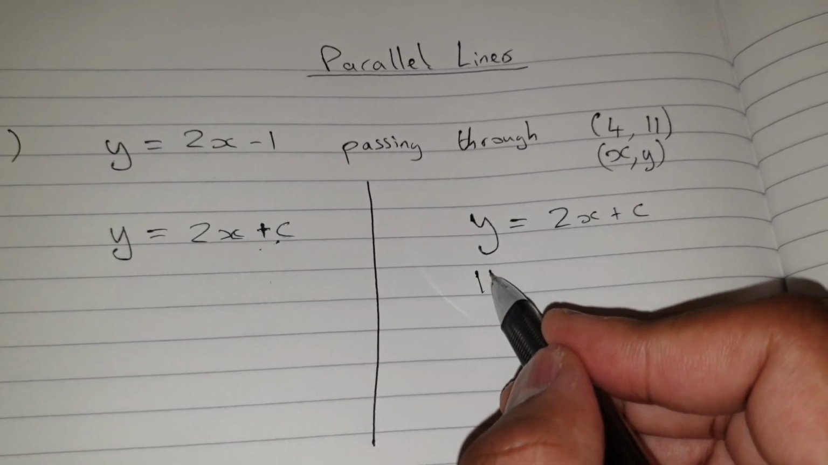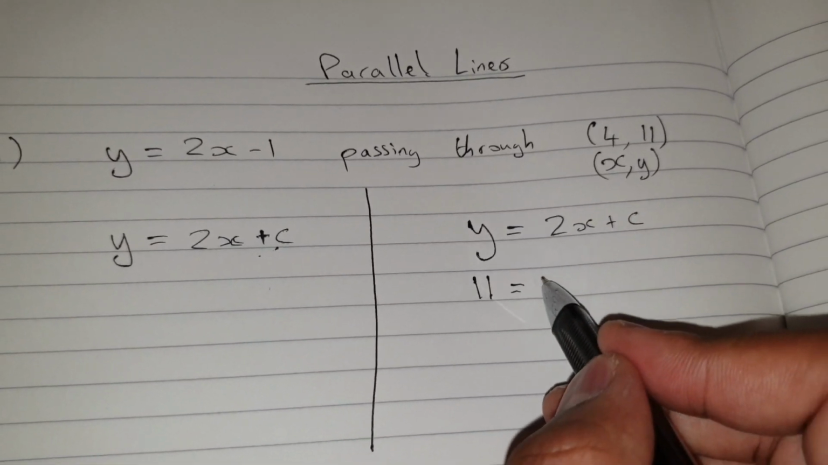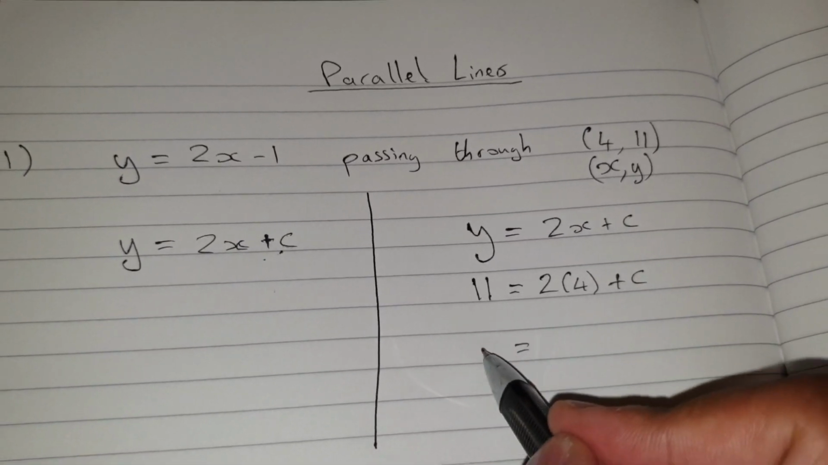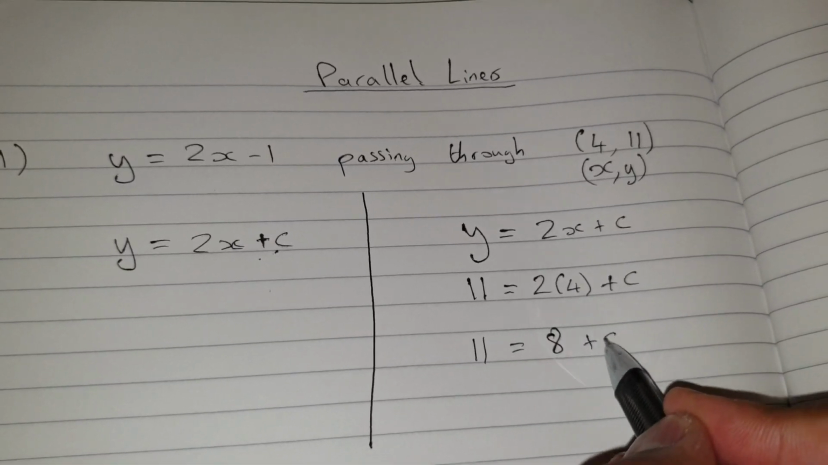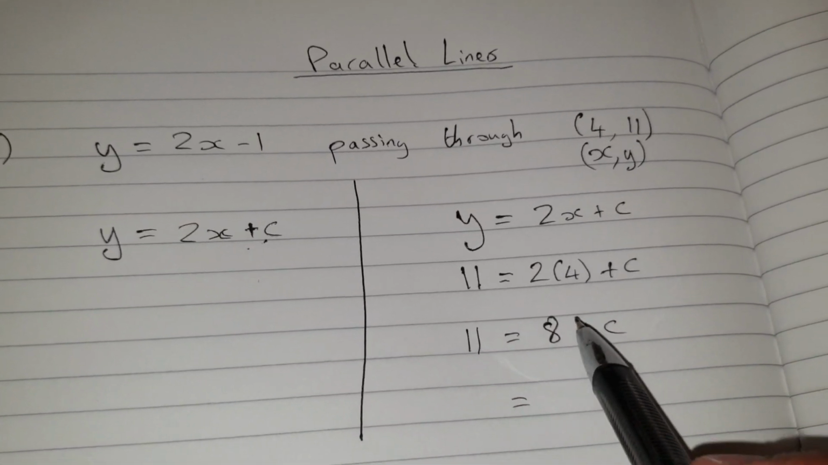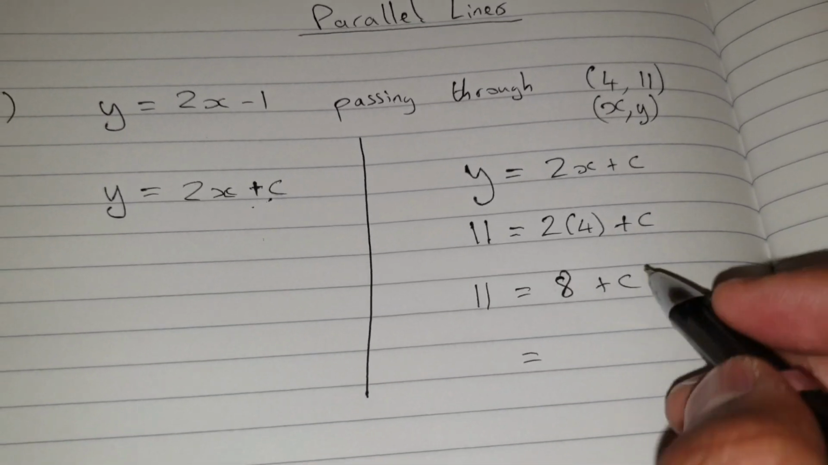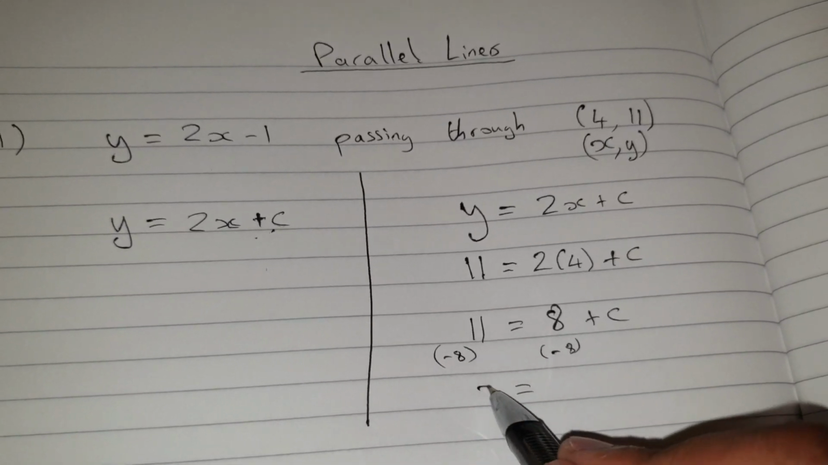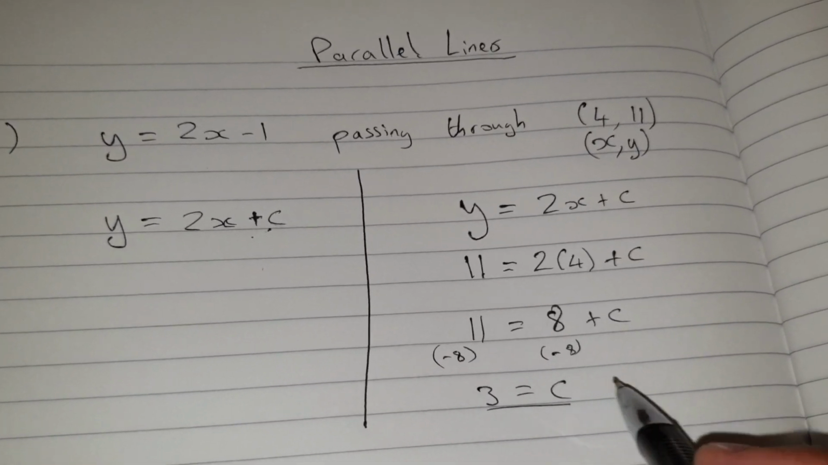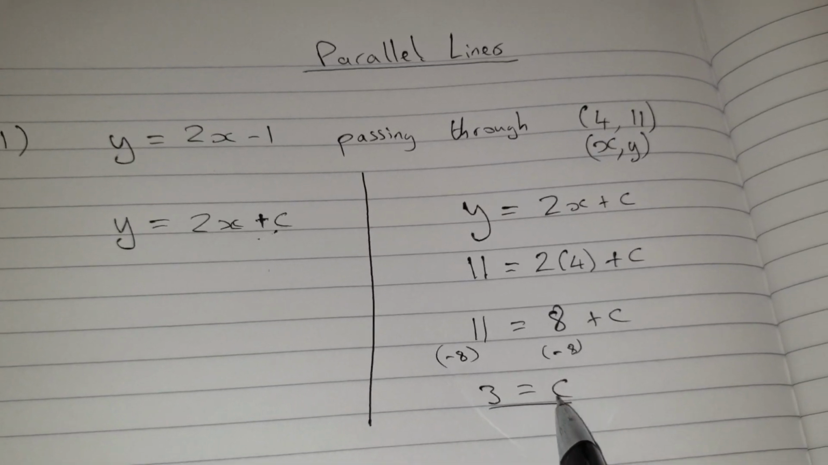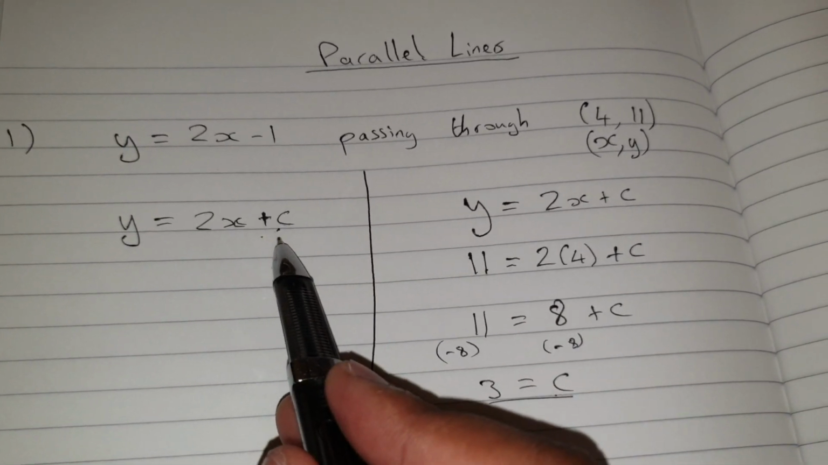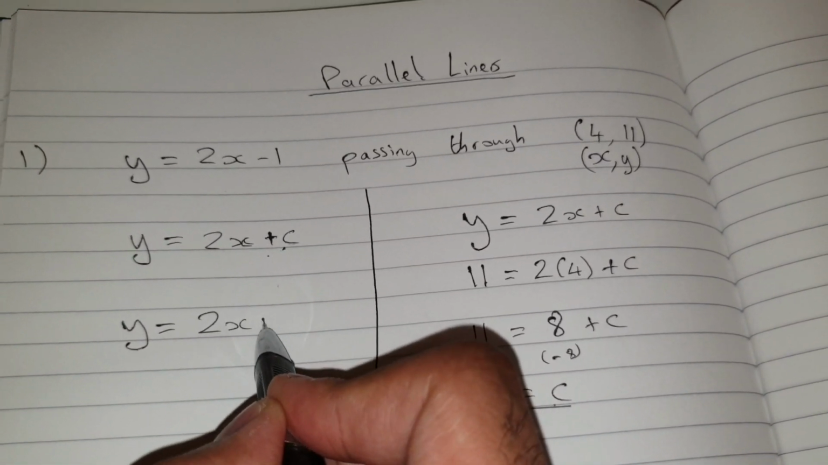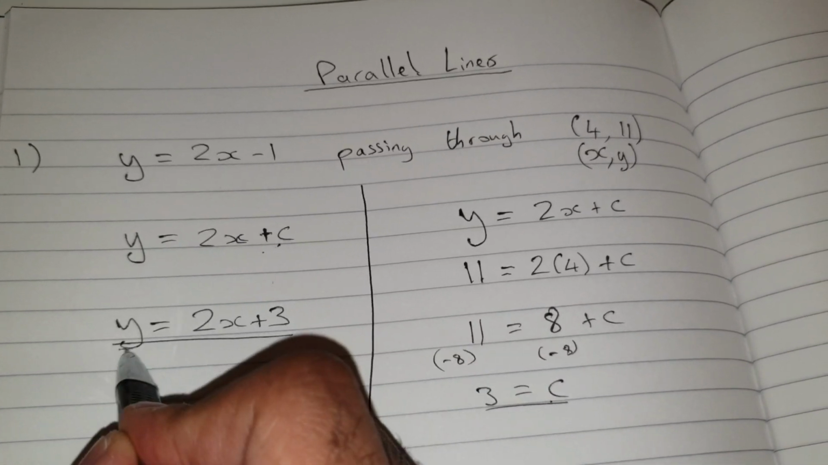If we substitute those values in, 11 equals 2 times 4 plus c. Well, 11 equals 8 plus c. Now all we have to do is use the balance method and subtract 8 from both sides. So if I minus 8 from both sides, I am left with 3. So c equals 3. Once I've got my c value, I can substitute that back into this equation over here. So we've got y equals 2x plus 3, and that's the final answer.